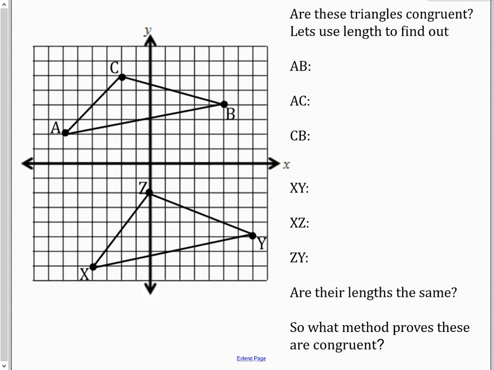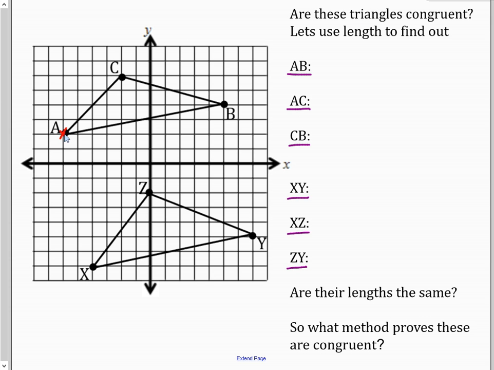So right now, what I would like for you to do is I would like for you to actually find the length of segment AB, the length of segment AC, the length of segment CB, the length of segment XY, the length of segment XZ, and the length of segment ZY. So we're doing exactly the same things we did before. We're counting up and over. I'll do AB with you.